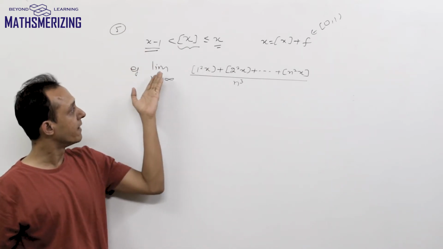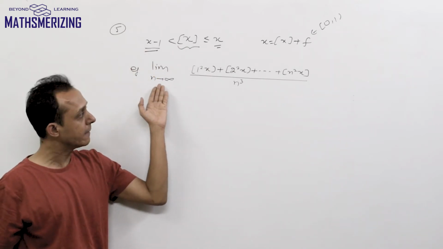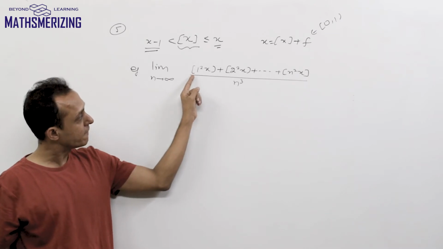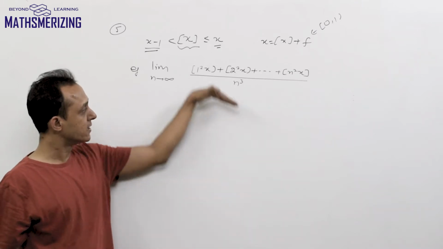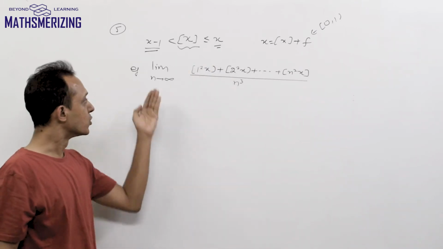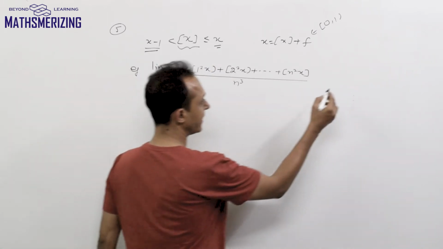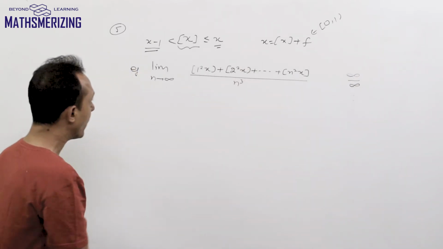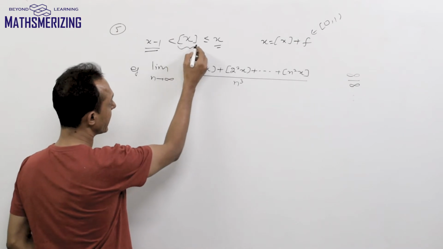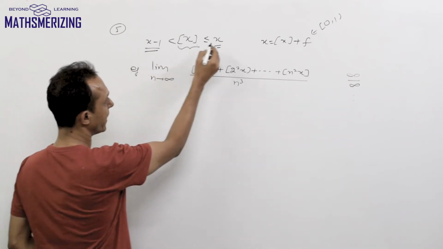Say for example, we have this question: limit n tends to infinity, greatest integer function of 1 square x plus 2 square x up to n square x, divided by n cube. So what we know is, because n tends to infinity, it is an infinity upon infinity form. Now any greatest integer function of x will lie between x minus 1 and x.